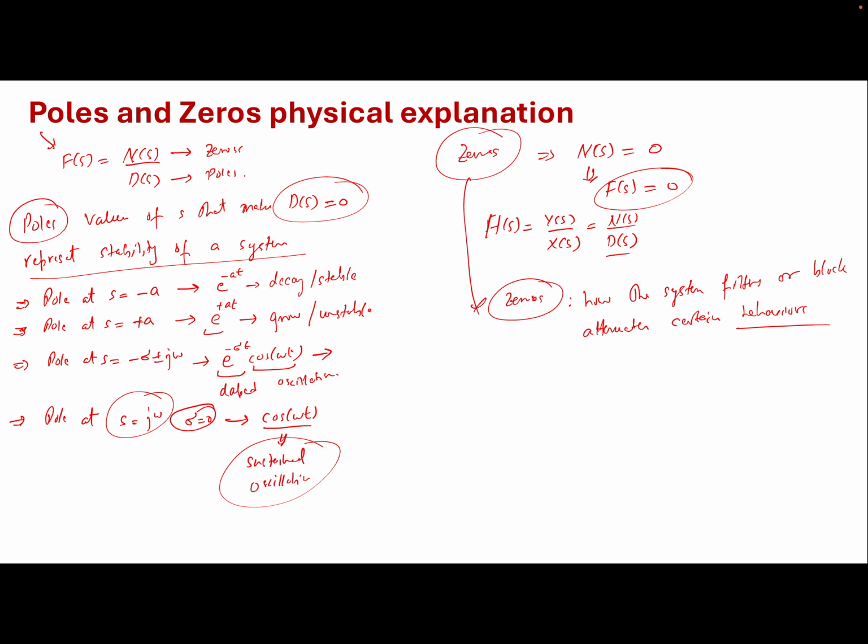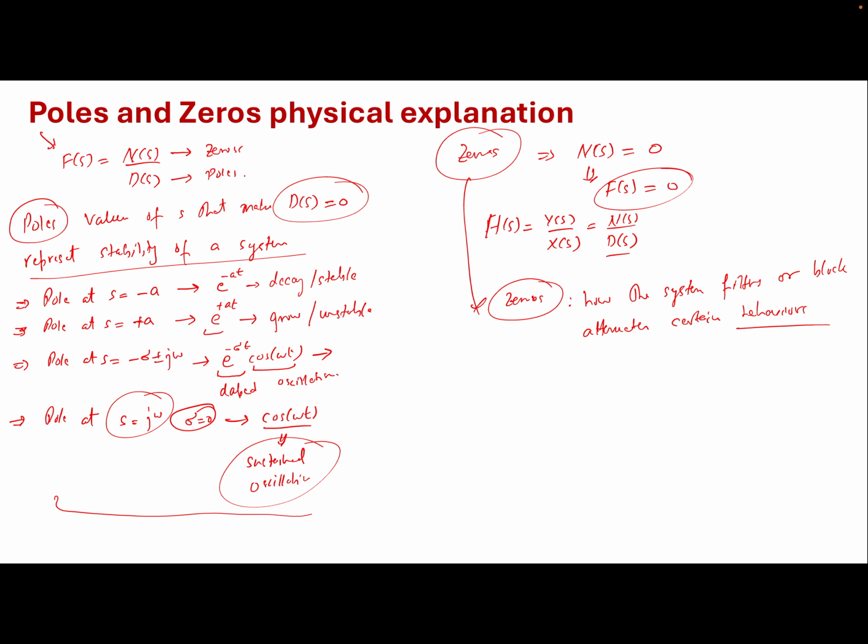But anyhow, in short, if you want to remember something today, just remember how to calculate poles and the zeros, how to plot them in the S-domain, and that they have a very important function. Poles represent the stability of a system, and depending on where the poles are, your system can be stable or unstable. And zeros represent how the filter attenuates certain things out in terms of its response. We're going to look more at the zeros and the poles.